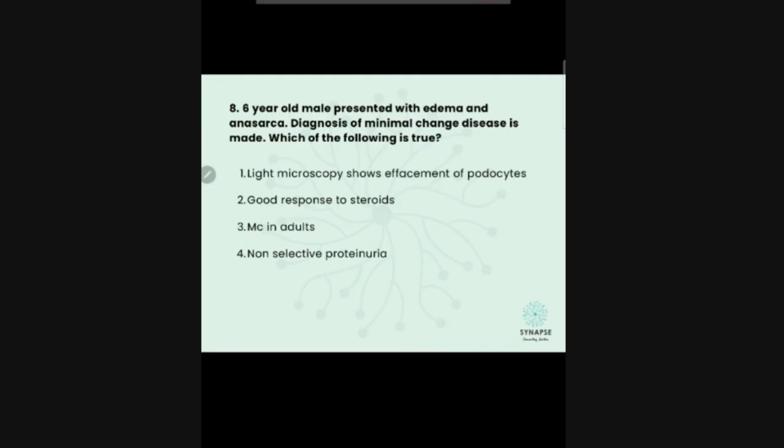Light microscopy shows effacement of podocytes. First option. Second option, good response to steroids. Third option, more common in adults. Fourth option, non-selective proteinuria. If we are in a hurry, we'll just tick this option. We'll tick effacement of podocytes. That's correct. But see, they have given light microscopy. So in this way they can confuse us.